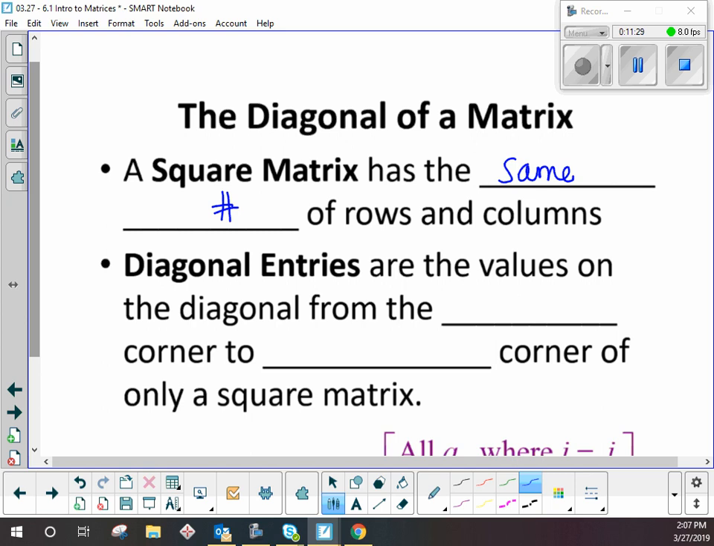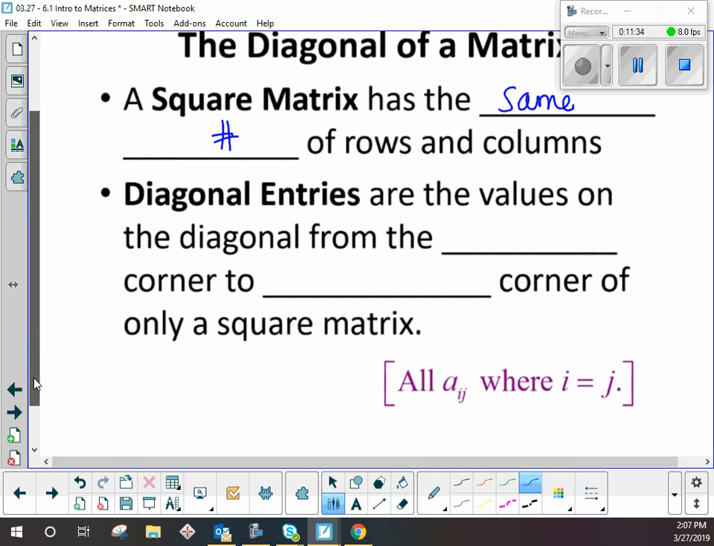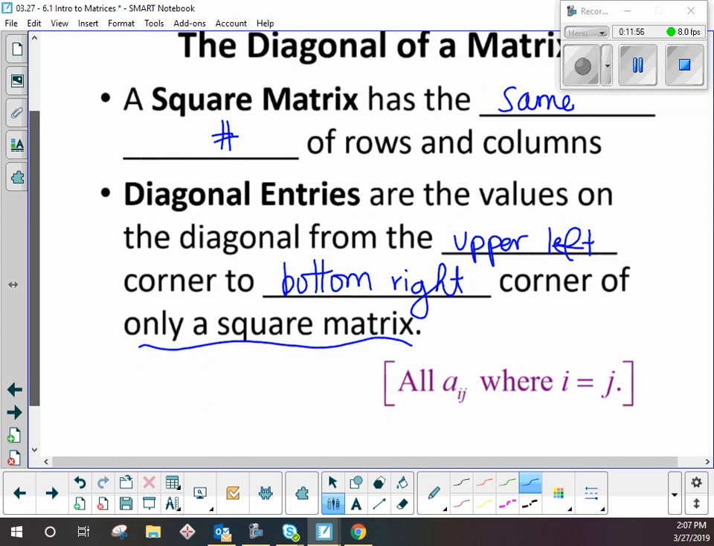And so this definition right here: diagonal entries are the values on the diagonal from the upper left corner to the bottom right. Are there more than one of those ways to do a diagonal? Absolutely. But so that everyone's talking about the same thing, we're just going to use this convention. And it says only on a square matrix. Okay. So I won't be asking you for diagonals of something that's not square.